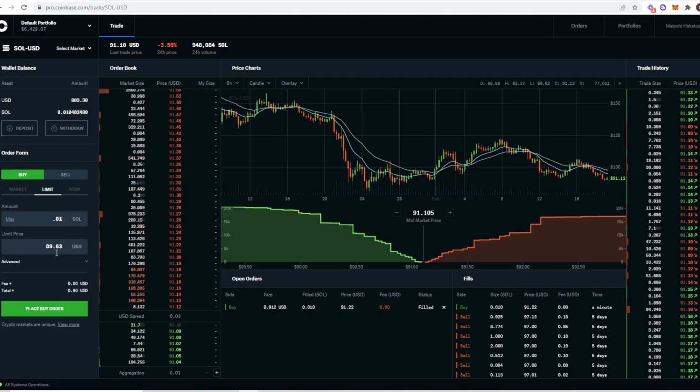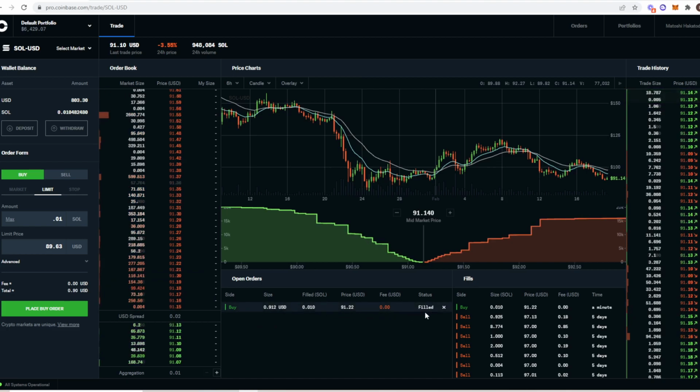All right, so now I'm in a limit buy. Once I place this order, it should show up here as an open order, and the filled column will show 0, the fee will show 0, and the status will show open.